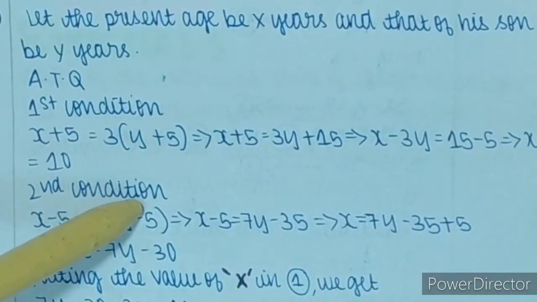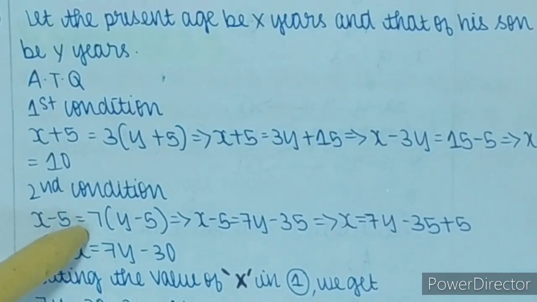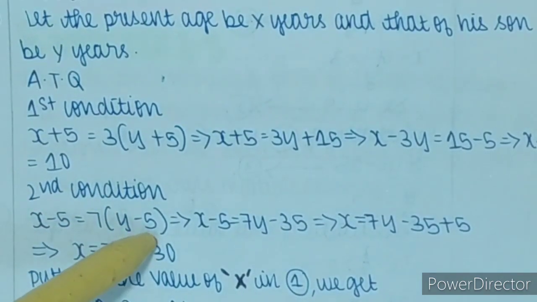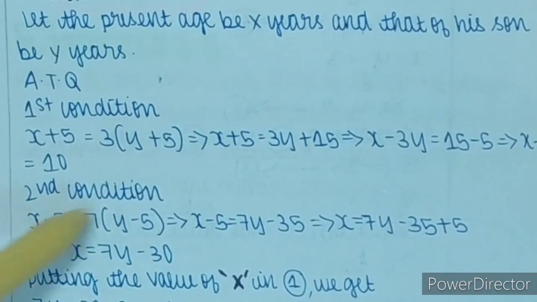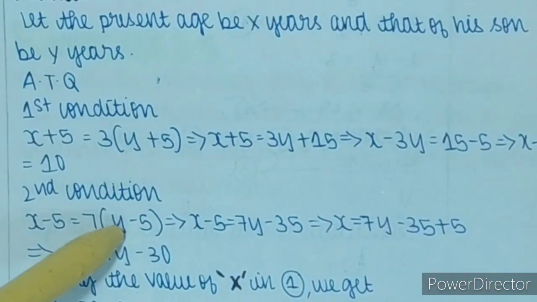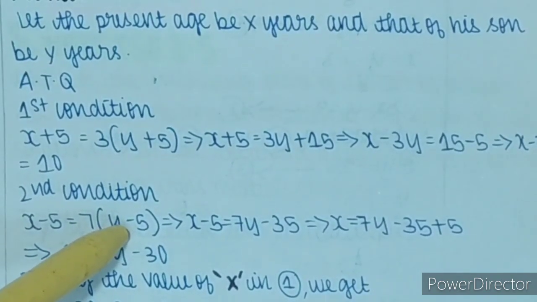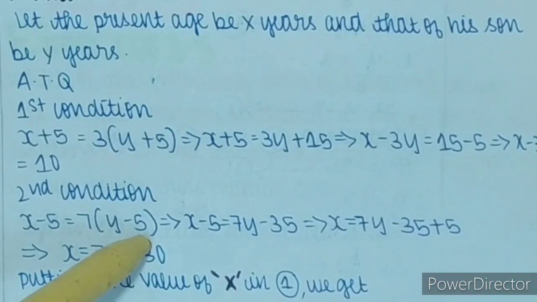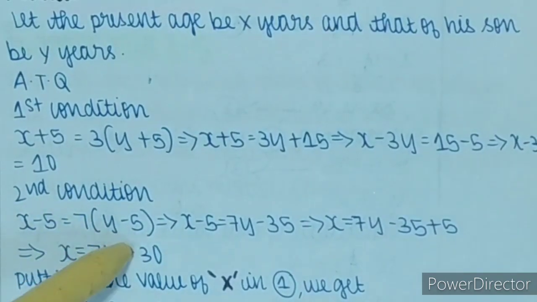Now the second condition is 5 years ago, the age of Jacob will be 7 times that of his son. 5 years ago means 5 years before. That means x minus 5 is equal to 7 into y minus 5, because here y is the age of his son. 5 years ago means the age of his son will also be 5 years less, y minus 5. So according to the question, it is 7 times, so 7 into y minus 5.